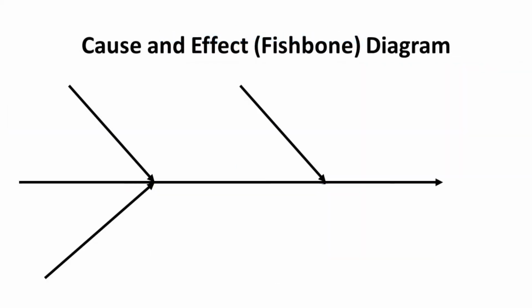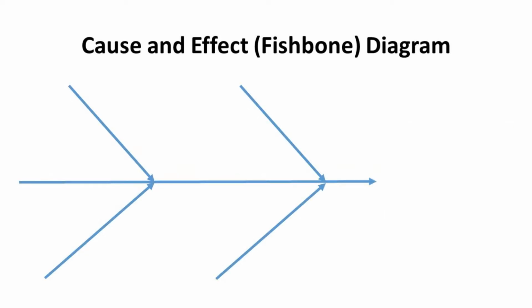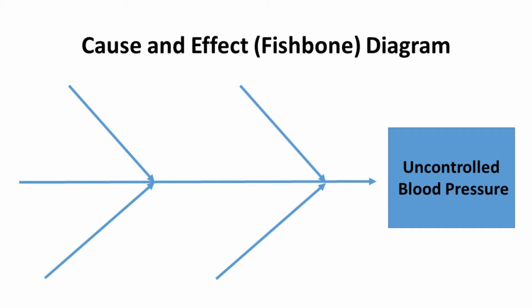The exercise begins with a simple drawing. Draw the big bones at first and be sure you leave a lot of room for smaller bones. Sticky notes are nice for this exercise because they can be put directly on the flip chart paper under the categories, making it easier to complete. Next, place the opportunity or the problem at the mouth of the fish. We refer to this as the effect.